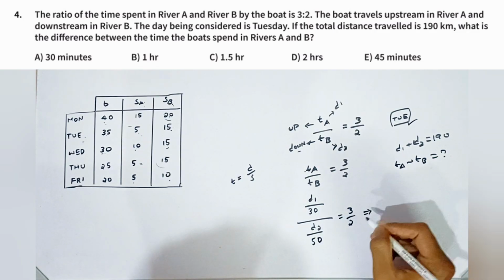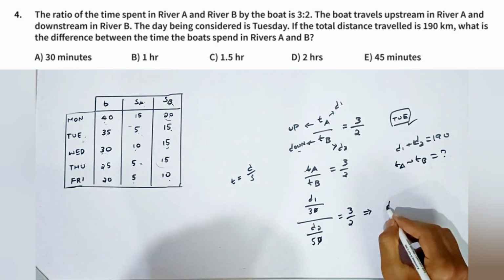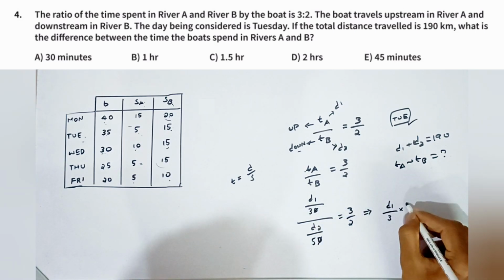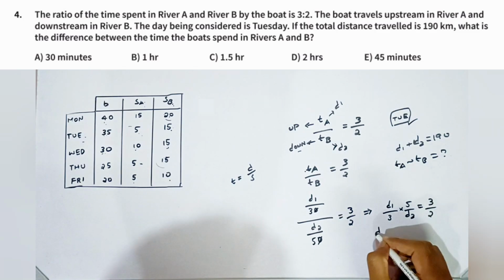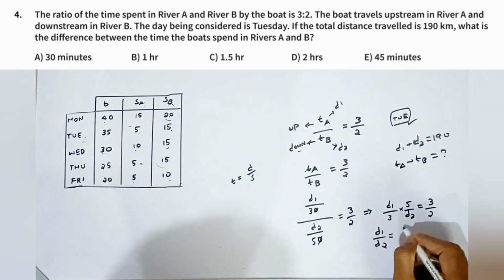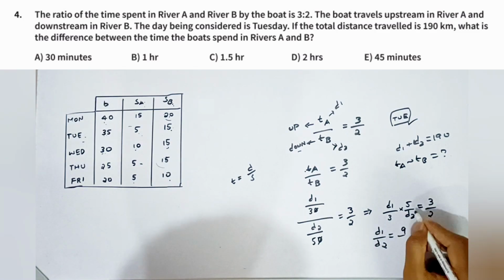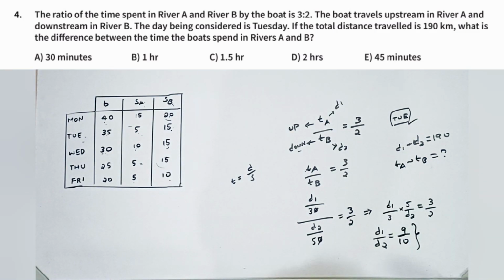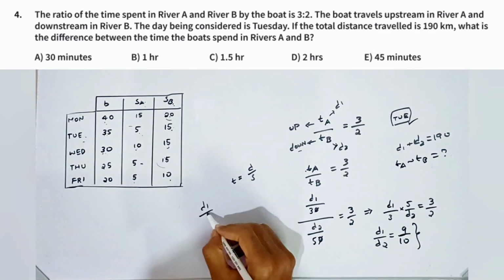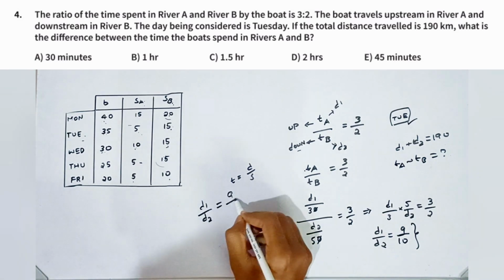Let us solve this. The zeros cancel. I'm writing D1 by 3 into 5 by D2 is equal to 3 by 2. And D1 by D2 is equal to 3 threes are 9 and 5 twos are 10. So we have 9 by 10. We got the ratio. So D1 by D2 is 9 by 10.